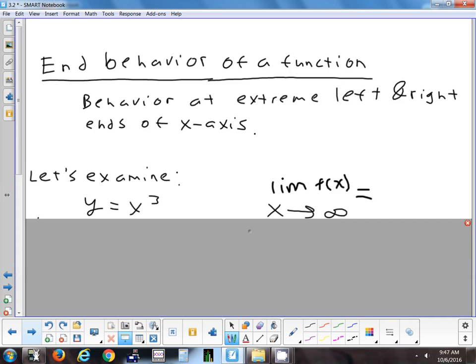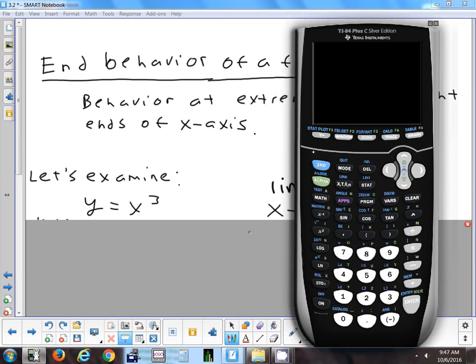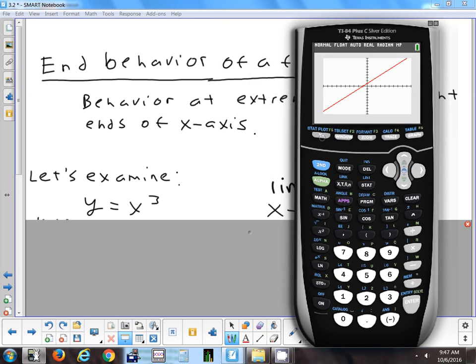Okay, so let's graph the function y equals x cubed. And let's examine the behavior on the very ends of the function. Okay, so I'm going to type in y equals x cubed. That's the simplest cubic function you can have. There's just nothing else, just x cubed. I'm going to hit graph.